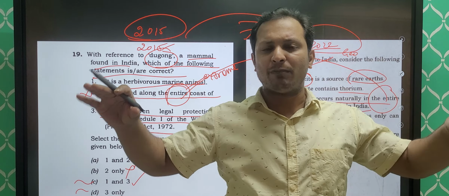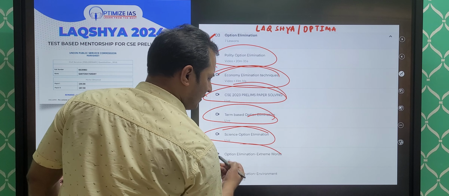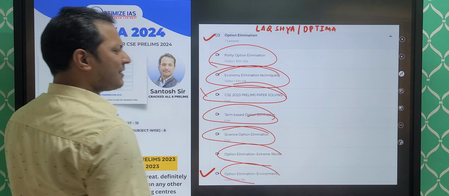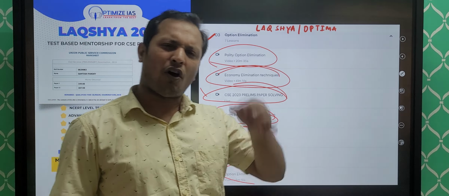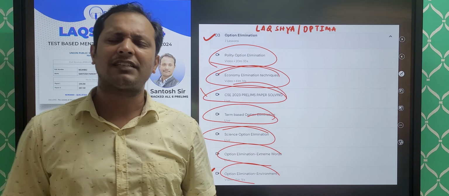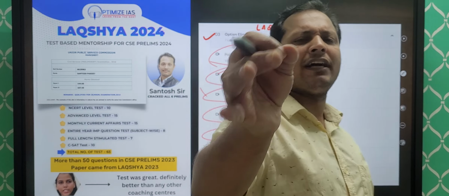So once you learn all these tricks and practice them n number of times, guys, I have analyzed the last 20 years of UPSC Prelims papers, and I have curated all such tricks in one place, subject-wise, in a very scientific manner. You can see here polity elimination trick, economy elimination trick, CSE 2023, term-based trick, science-based trick, extreme words trick, environment trick. Like this I have created all the templates. If you master these templates, guys, no one can stop you from qualifying the prelims examination.